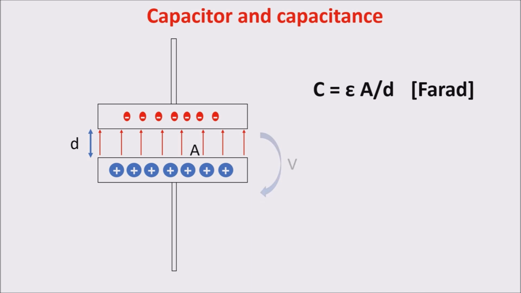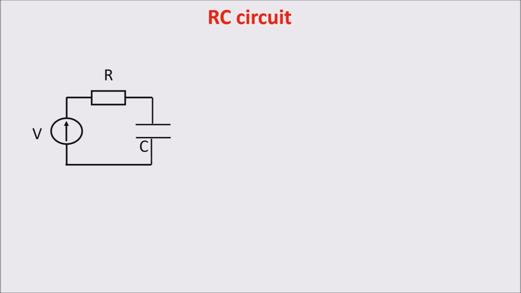Because of the electric field E, a voltage is created between the plates, and applying Ohm's law we get an important equation: Q equals C times V. So, for a fixed voltage, the larger the capacitance, the larger the charge and the energy we can store in the capacitor. Let's see now the real working of a capacitor.